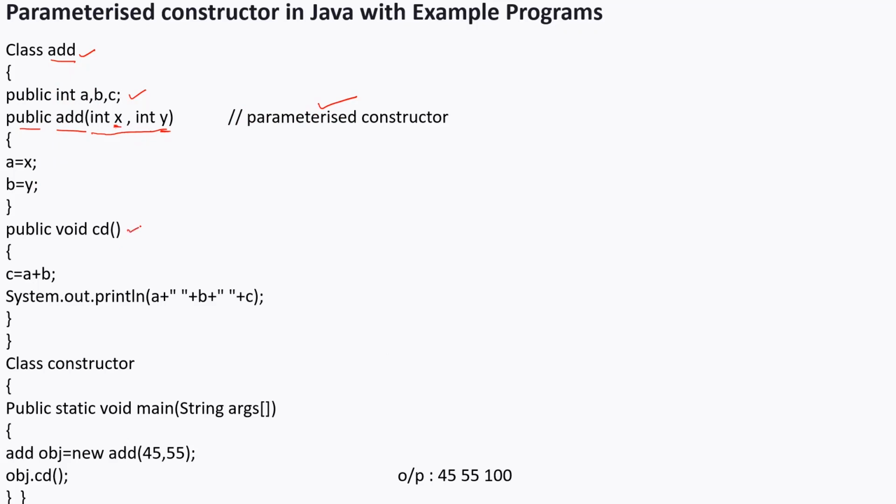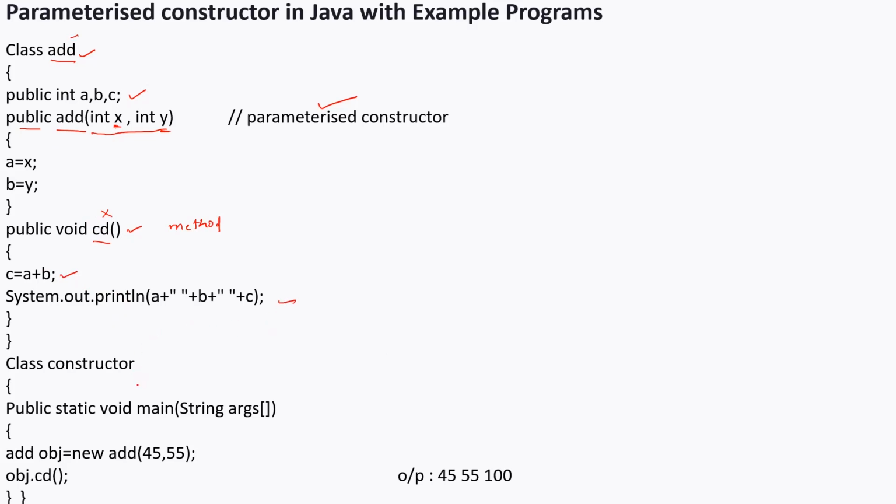Now is this a constructor or a method? It's a method. It's not a constructor because the class name is add and this name is different. Both are not the same. So this is not a constructor. This is going to become a method. Now C equals A plus B, I'm calculating and I'm printing the value of that.